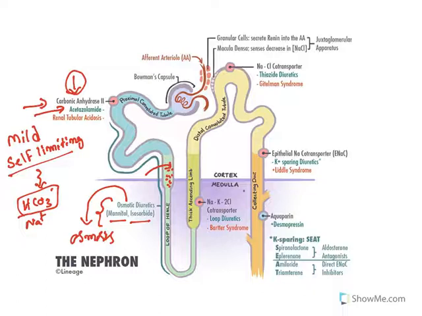After that you have sodium potassium 2-chloride symporter, also known as co-transporter. Loop diuretics will be acting here. Furosemide, torsemide, bumetanide like drugs. Now any defect in this co-transporter results in Bartter syndrome.